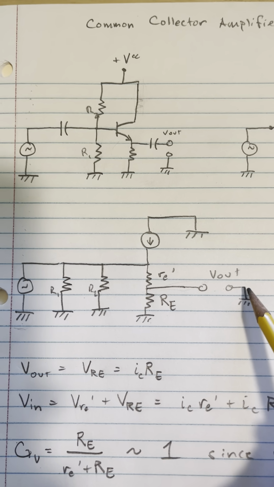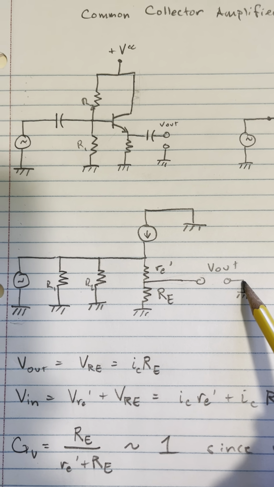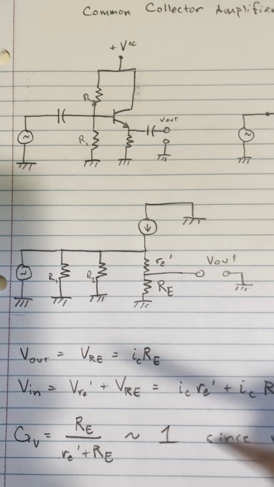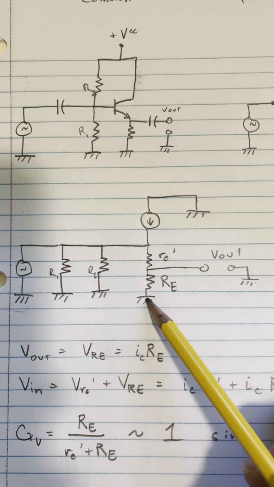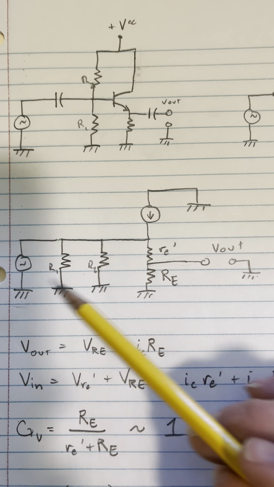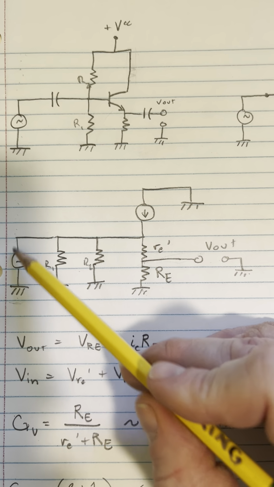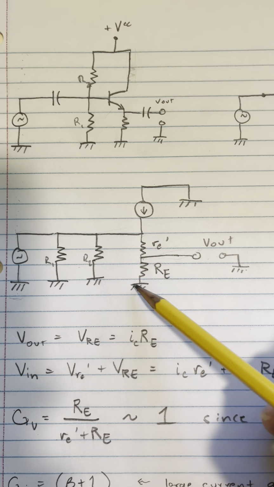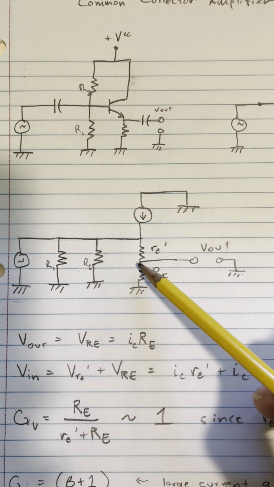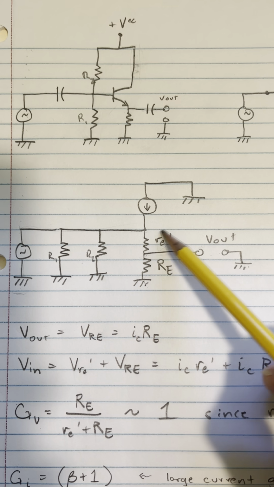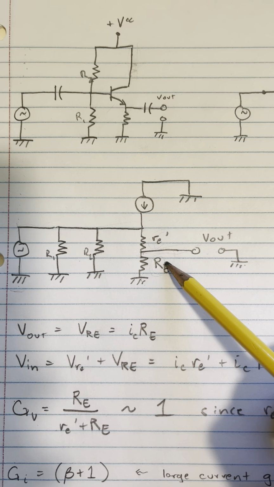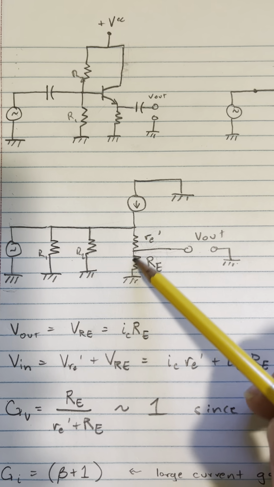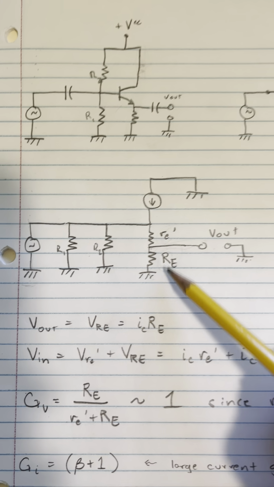Now, if we want to calculate the voltage gain, it is going to be V out over V in. Well, what is V out? V out is the voltage across RE, and V in, of course, is the voltage across here, which is actually the voltage across these two resistors. So this is just a voltage divider with a really tiny resistor and a really big resistor, which is to say that most of the voltage drop is across the big resistor.